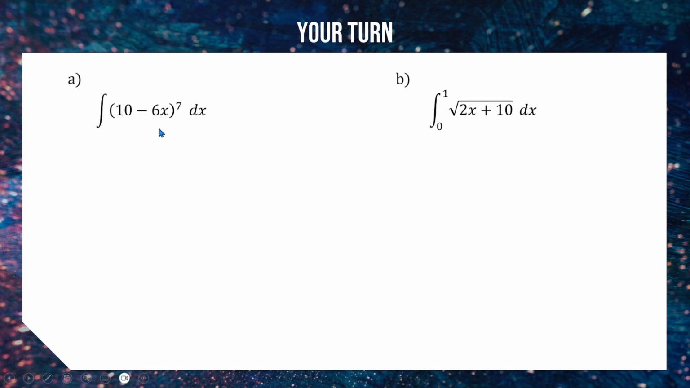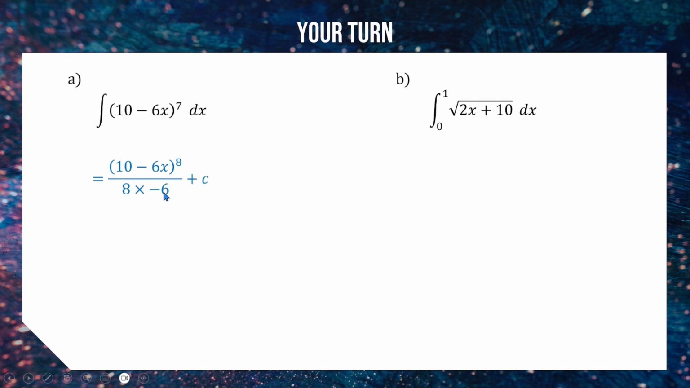Okay, for the first one, once again, raising the power to an 8 and then dividing by 8. Now, the derivative of the inside of the bracket is going to be minus 6. So we also need to divide by minus 6. So we've got raising the power, divide by the new power, and then also a negative 6 on the bottom with a plus c.